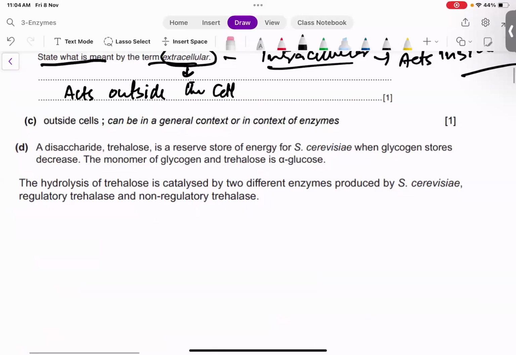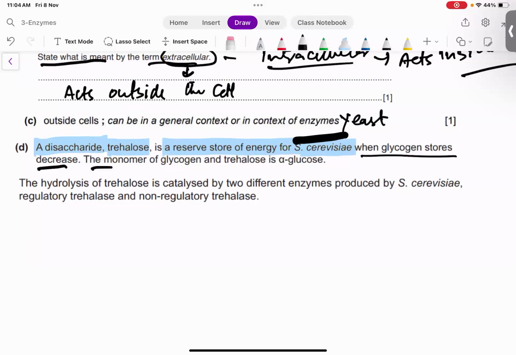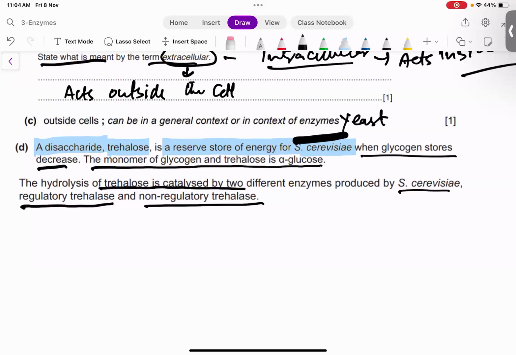So let's see this other question. A disaccharide trehalose is a reserve store of energy for Saccharomyces cerevisiae. This is the name of a yeast, a fungus. When glycogen stored decreases, the monomer of glycogen and trehalose is alpha glucose. The hydrolysis of trehalose is catalyzed by two different enzymes produced by Saccharomyces cerevisiae, regulatory trehalase and non-regulatory trehalase. So there are two types of these enzymes found in this yeast.